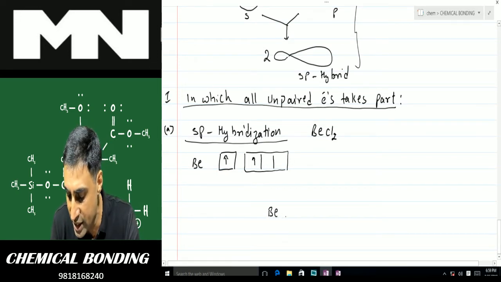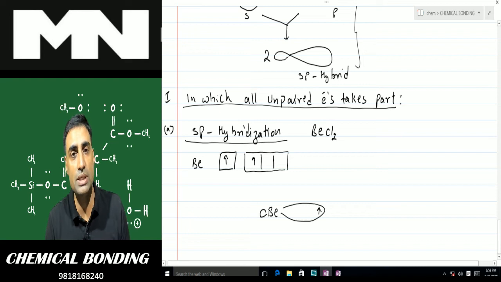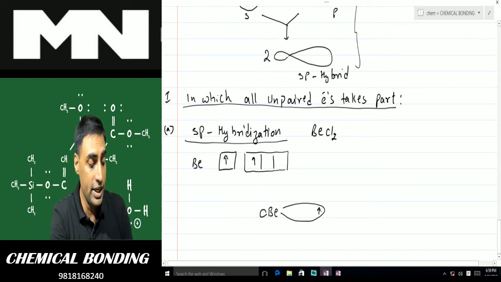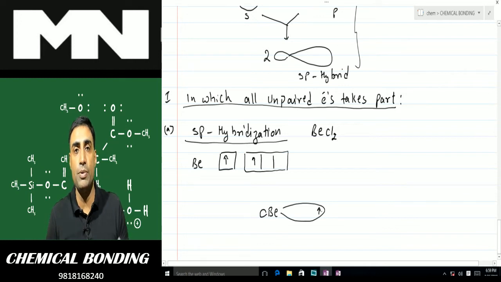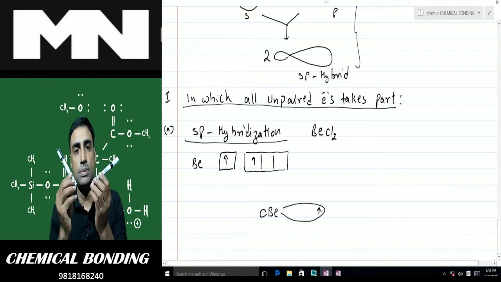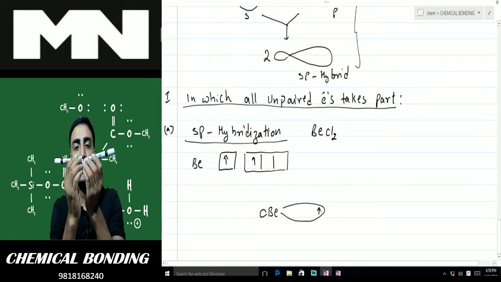Suppose this is beryllium. This is one of the hybrid orbitals with an unpaired electron. What about the other hybrid orbital? That will be just opposite to it. Here I am just explaining with the help of 2 markers. Say they are representing 2 bonds. In order to have minimum repulsion, these 2 bonds have to be just opposite to each other.